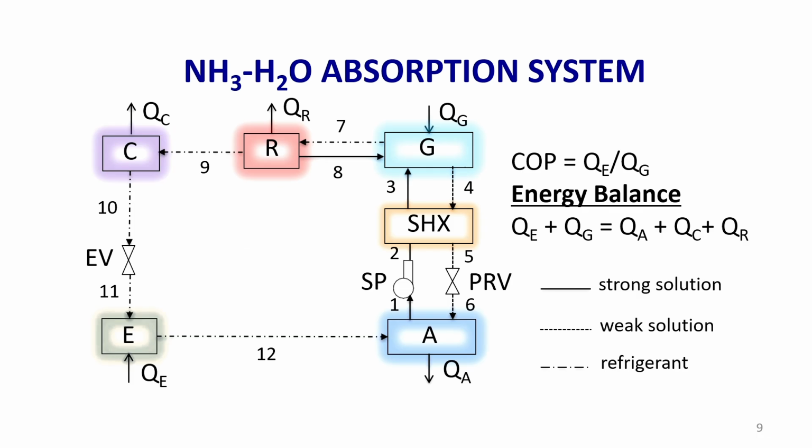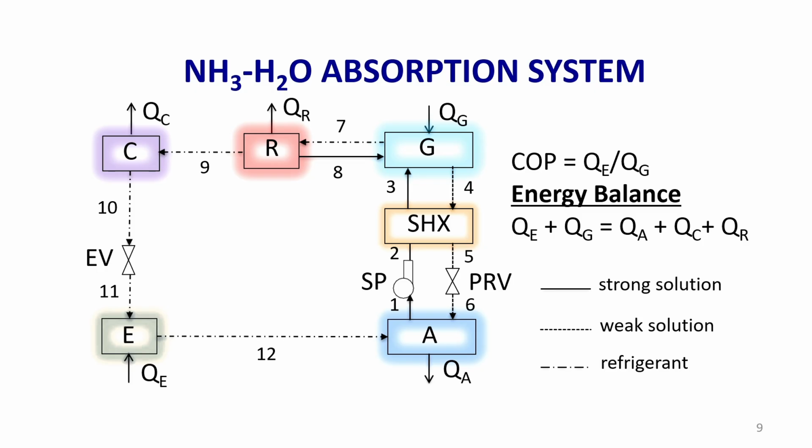Now, the strong solution is pumped, it is this one. What is the source of heat for the strong solution? The strong solution is heated by the returning weak solution. In the thermodynamic analysis, we assume the solution returning to the absorber and the solution leaving the absorber are saturated. Similarly, the refrigerant leaving the condenser and the refrigerant leaving the evaporator are saturated. Here it is liquid, here it is vapor.